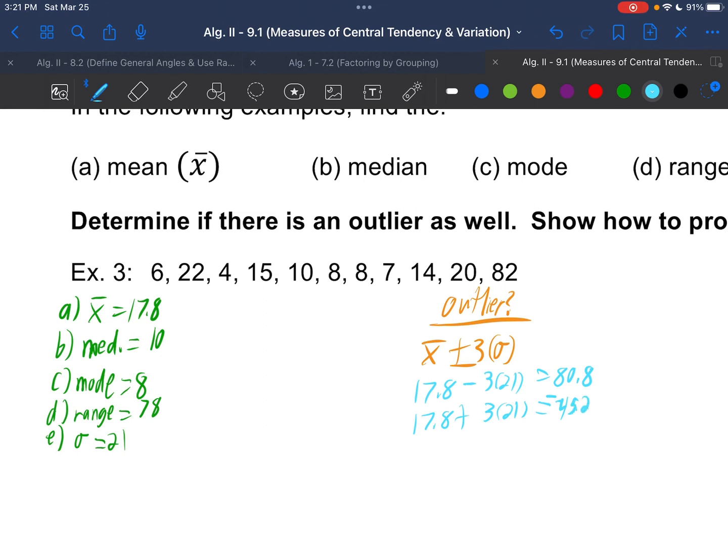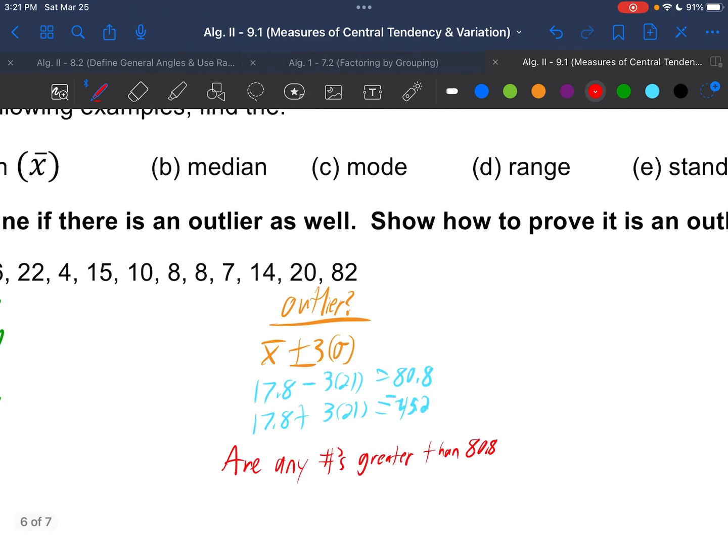So then we ask ourselves this question. You don't have to write this down every time. We say, are there any numbers greater than the bigger one, 80.8? Oh, I should have noted that I flipped those around. I'm sorry. It would be 80.8 when you add to the mean, and negative 45.2 when you subtract. Sorry about that. You probably noticed that those were off.